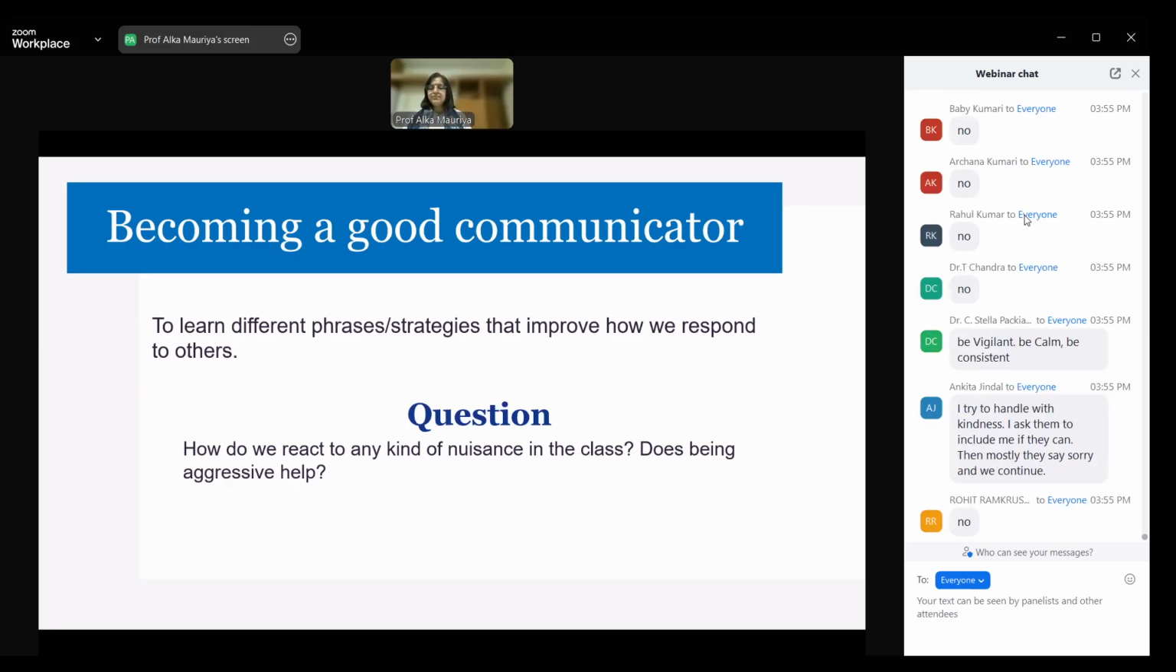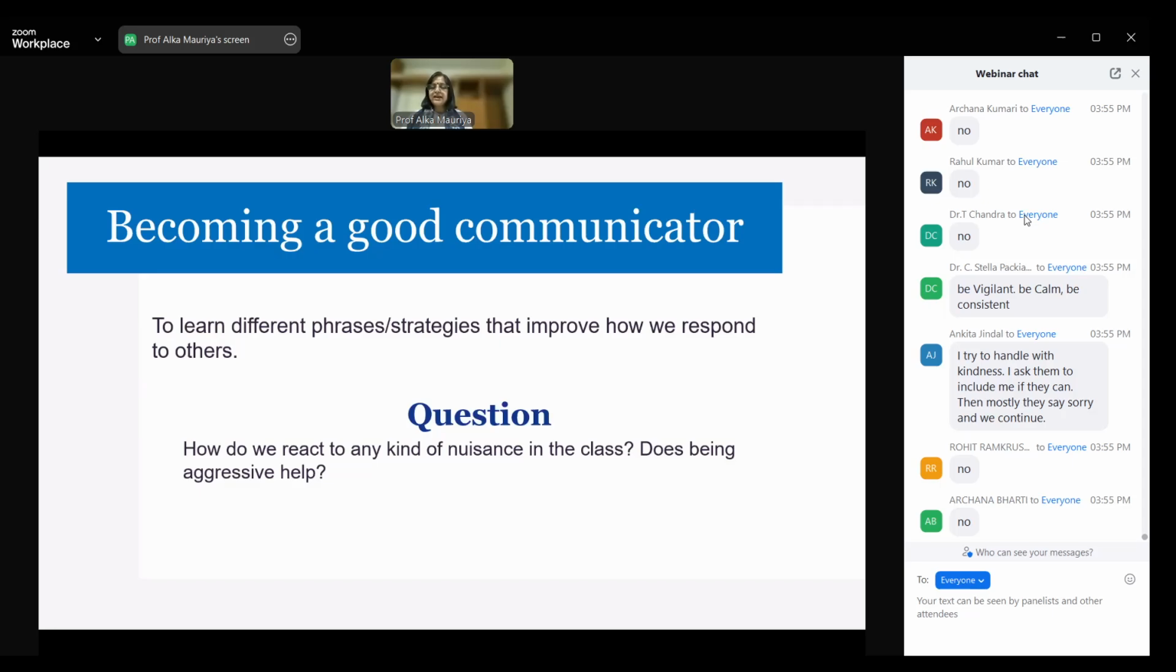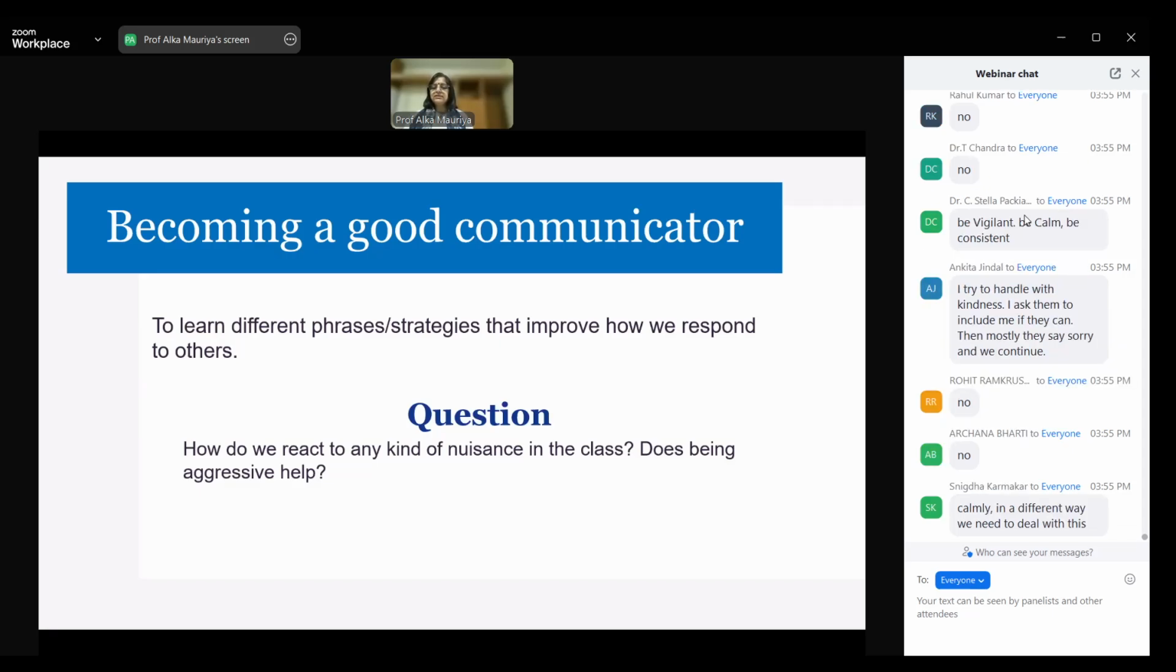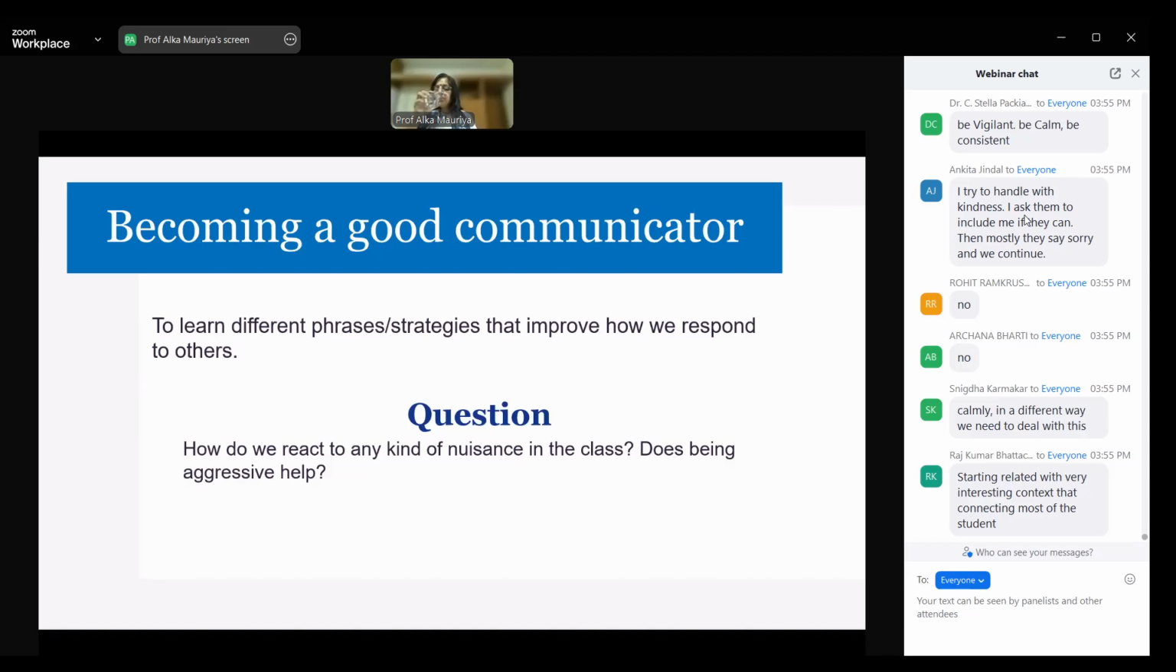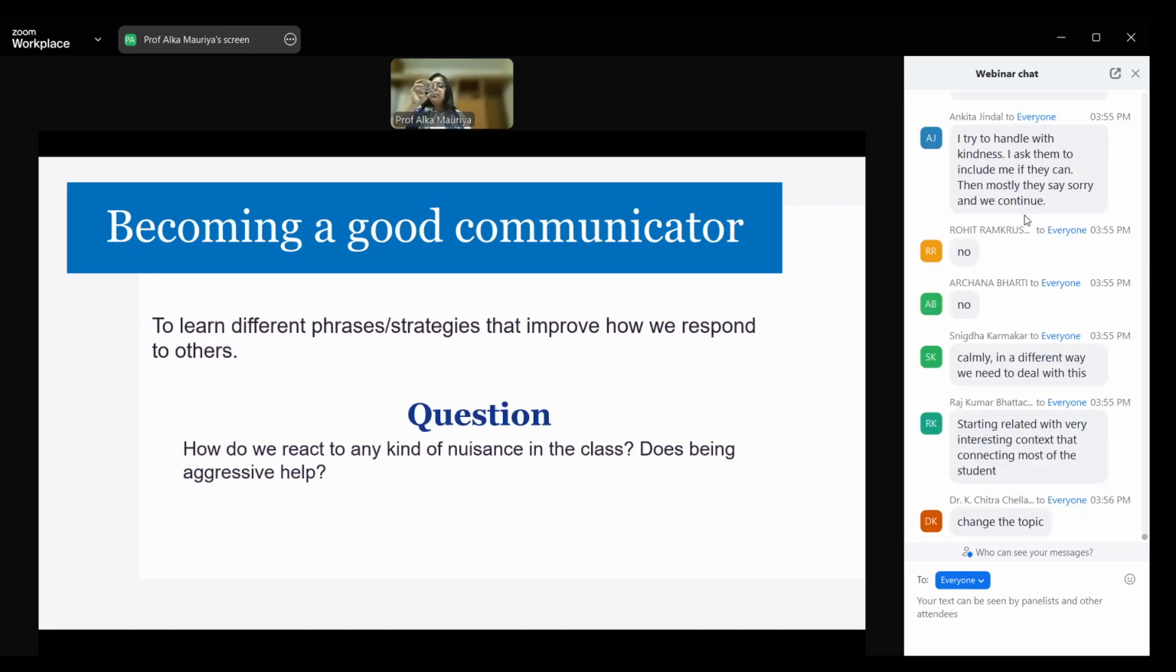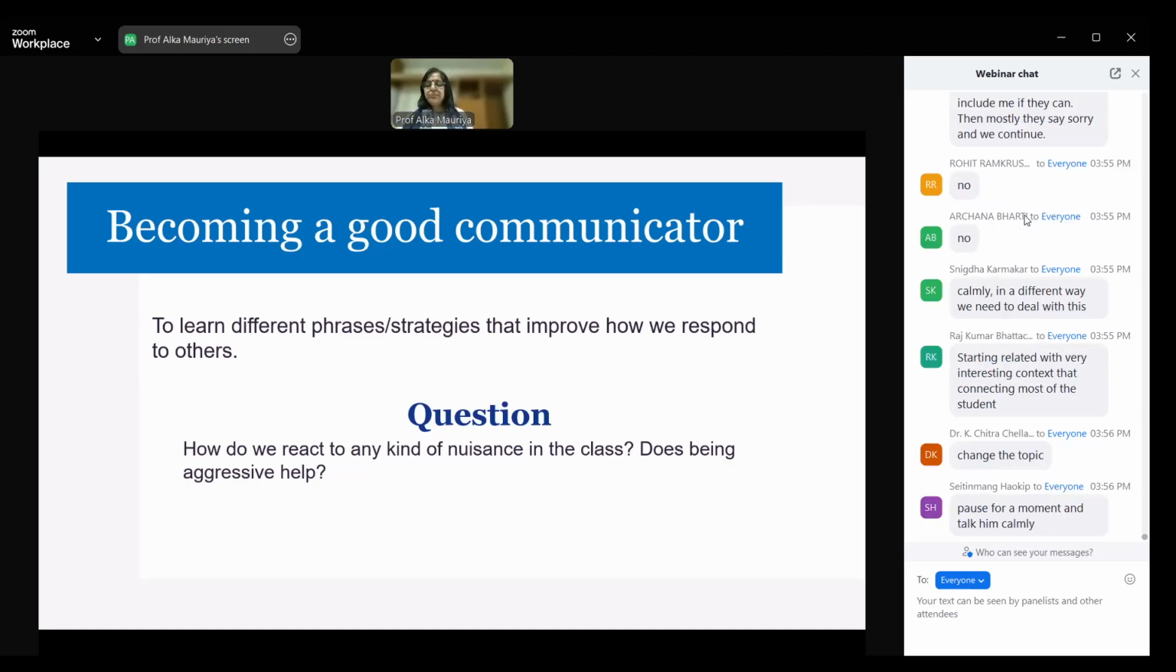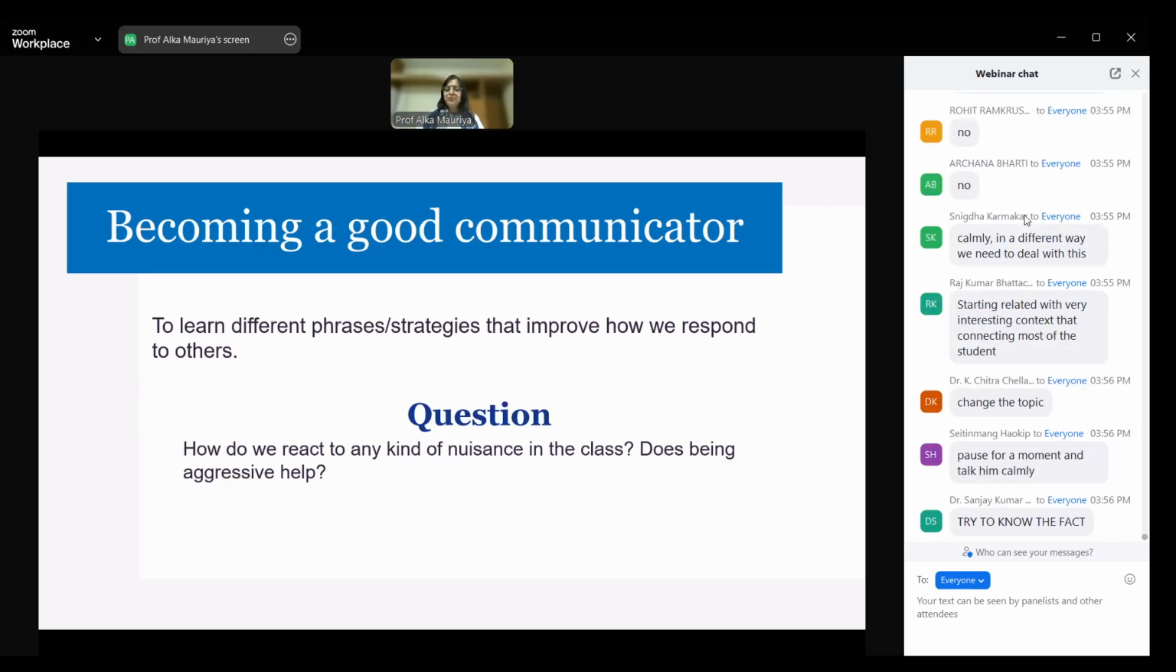Be vigilant, be calm, be consistent. Handle with kindness. Good. Professor Ankita: calmly, in a different way, we need to deal with this. Start with a very interesting context that connects most of the students. Good. Change the topic. Pause for a moment and talk to them calmly. Try to know the facts. Good. Right? So this is also very important.